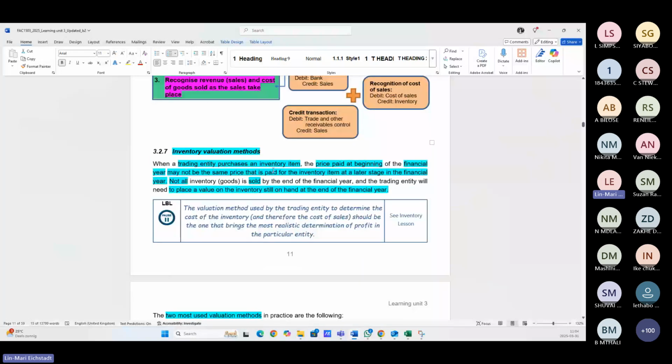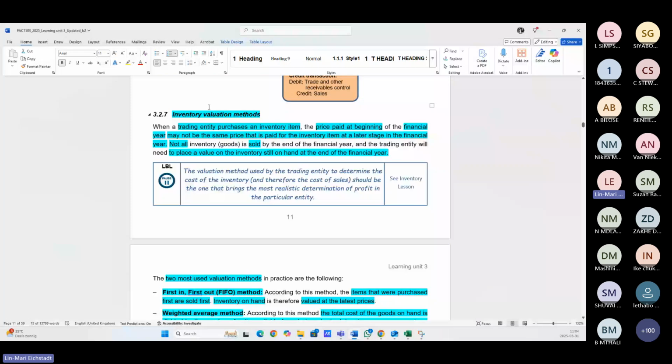When a trading entity purchases an inventory item, the price paid at the beginning of the financial year might not be the same price that we pay for later. So we know this all as consumers. What a bread costs you now might not be the same price a bread costs you in April or May or June, and that is the same for the companies that purchase inventory. Those inventory prices might go up or down during the different periods.